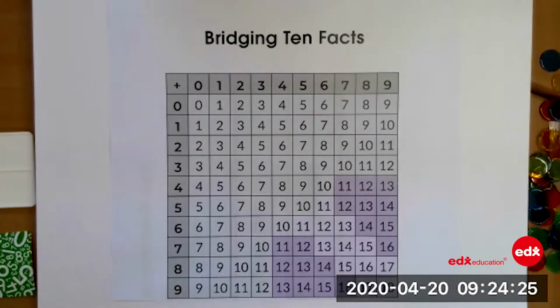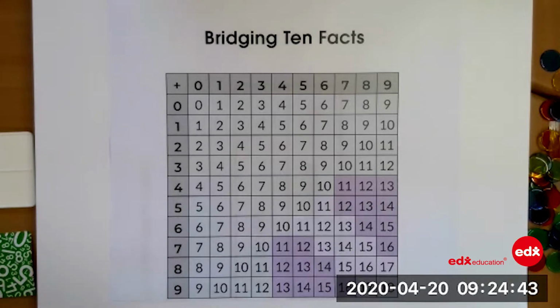Now, bridging 10 involves 3 separate ideas that are happening here. So remember, you already learned 4 strategies. You've learned most of your basic facts. This is just filling out the last few that are sitting in here. In order to do a bridging 10 strategy, there are 3 separate ideas that we need to put in place.